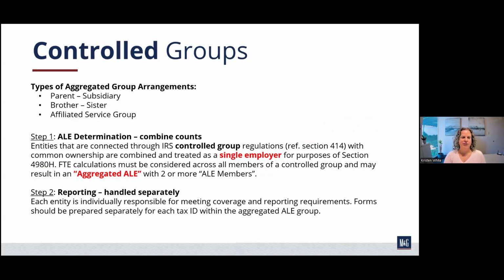Okay, so controlled groups. If you are part of an aggregated group, then that needs to come into consideration with our reporting. So first, like I mentioned before, determine if you are an ALE. If you're in a controlled group, you need to combine all of those employee counts together and determine if you are an ALE. And then if you are, each one needs to do their own reporting separately. Because again, the tax ID on these ACA forms needs to match what's on your W-2.